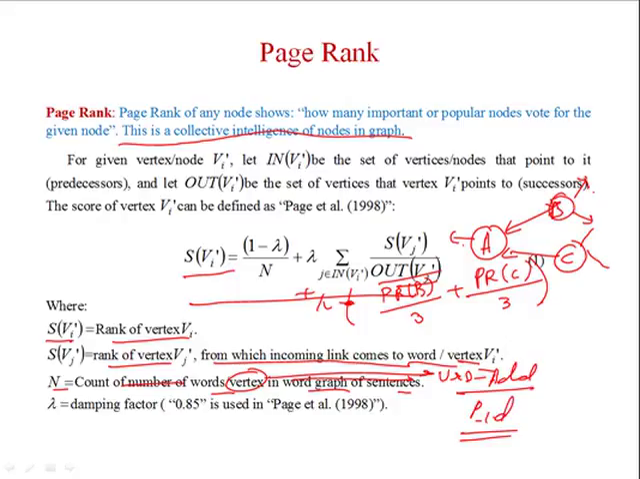Damping factor, this part shows the probability with which a random surfer will backtrack.